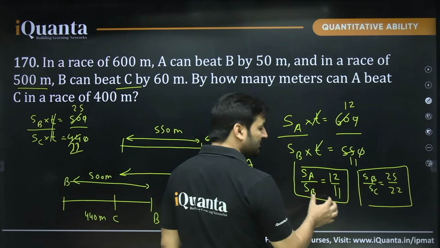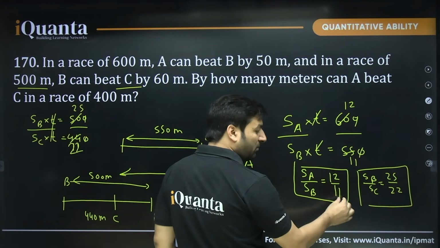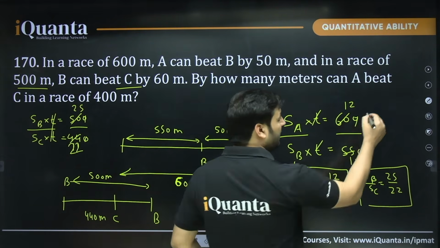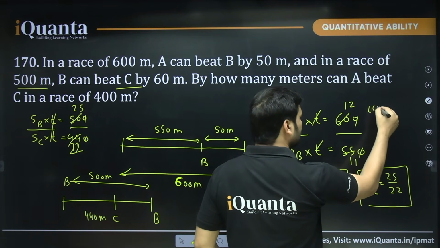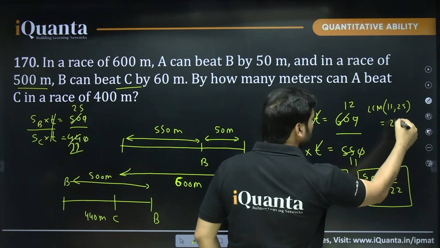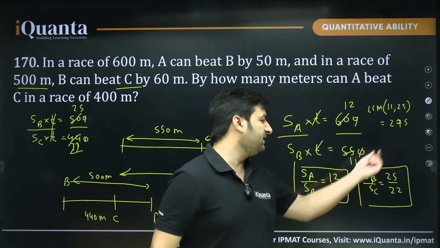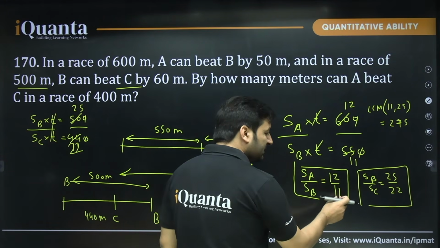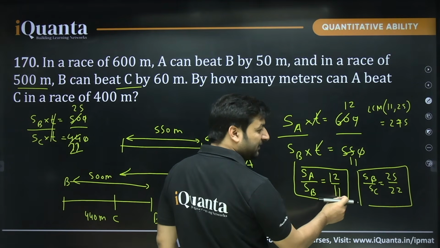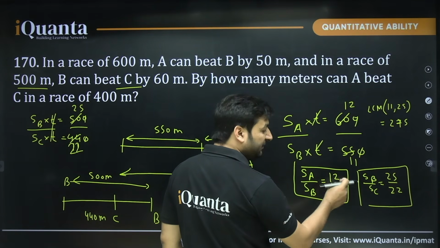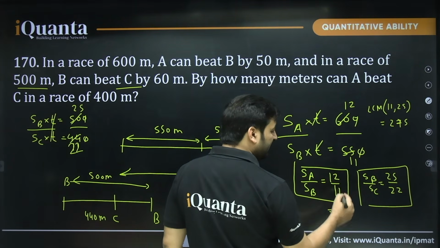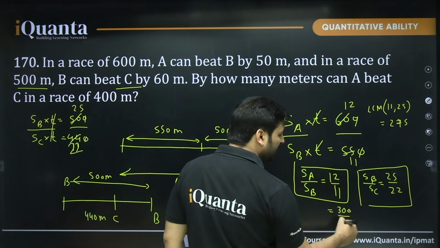How do you do that? Just take the LCM of the values of the common quantity, speed of B. Take the LCM of 11 and 25. It will be 275. So that means when you make it 275 in both, it will be equal. How to make this 275? If you want to make 11 into 275, you have to multiply 11 by 25. But if you just multiply 11 by 25, the ratio will be disturbed. So multiply denominator and numerator both by 25. So 25 into 12 is 300, 25 into 11 is 275.